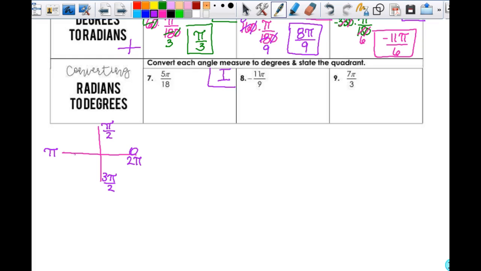Let's think about what pi would be. Pi would be 9 pi over 9, right? So just 2 more of those and we end up in the second quadrant. You see how it works? 3 to pi and 2 pi, you'll be good. So that we're in the second quadrant. Once we get the degree, check that we're right. So 7 pi thirds. All right, well, this would be 3 pi.